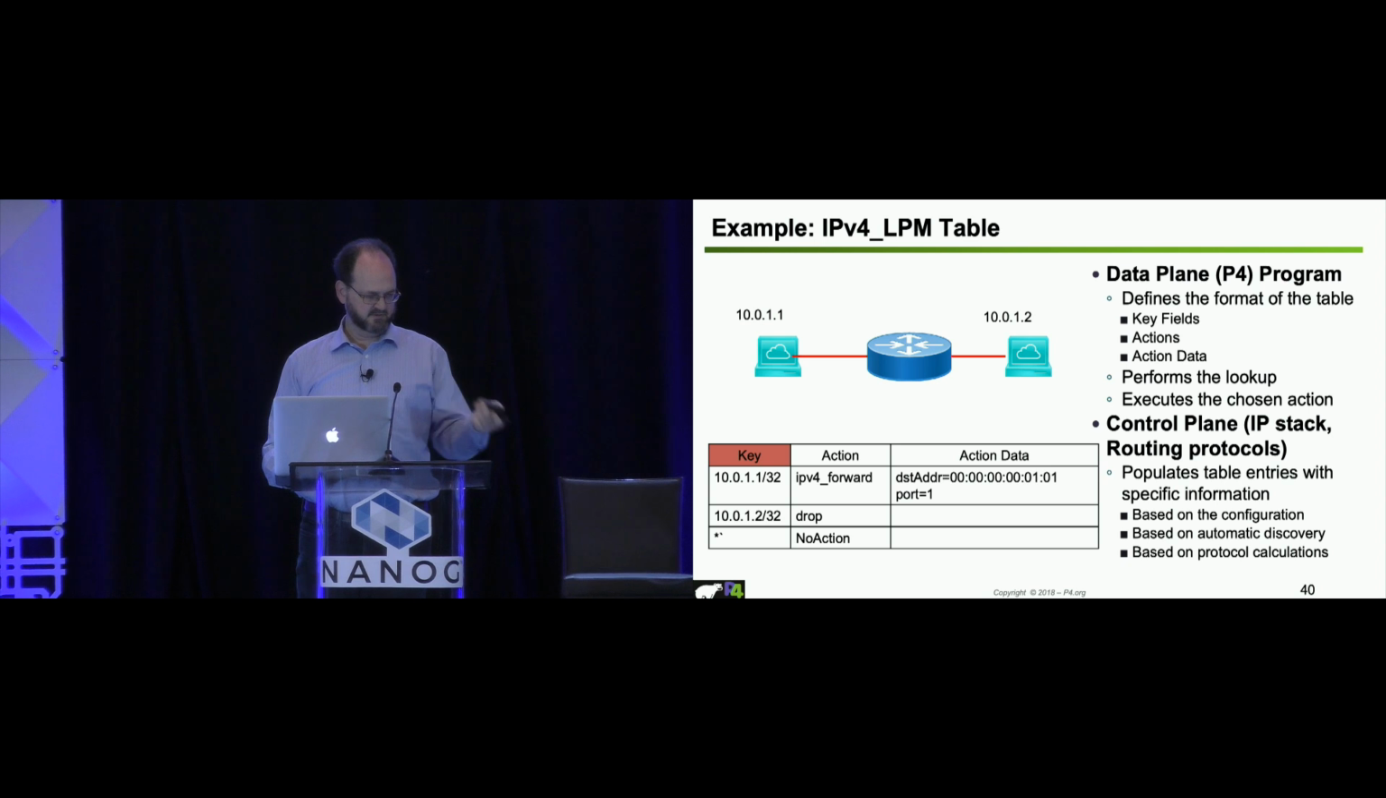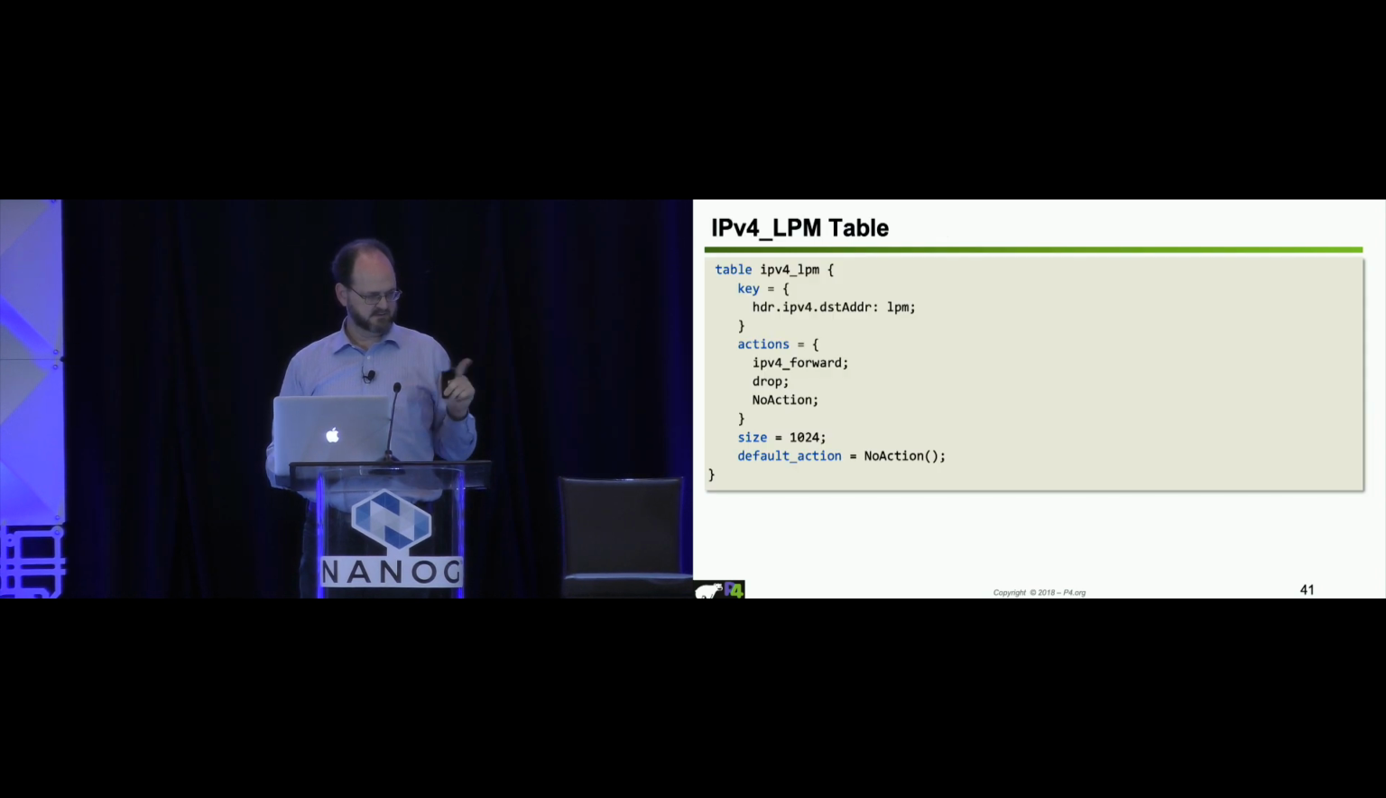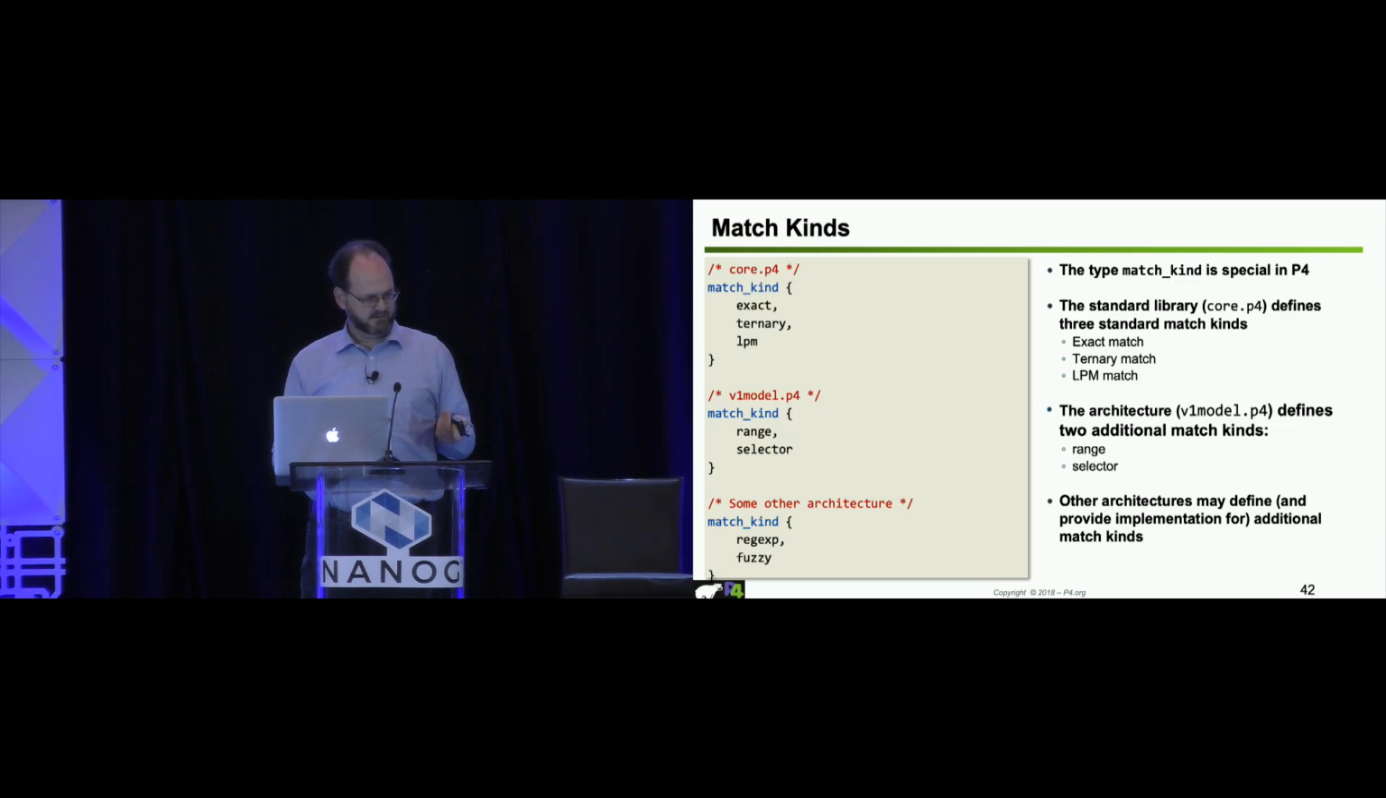So let's see what the source code for this particular table would look like. The key there is the header IPv4 destination address, and LPM is just an abbreviation for longest prefix match. I mentioned ternary and exact. Some targets will implement a range, a min-max range, as well. Those are typically the only ones you'll ever see, but targets are free to implement their own custom ones if they want. We have three possible actions: forward, drop, and no action, a size of 1K entries, and a default action that's initially the no op.